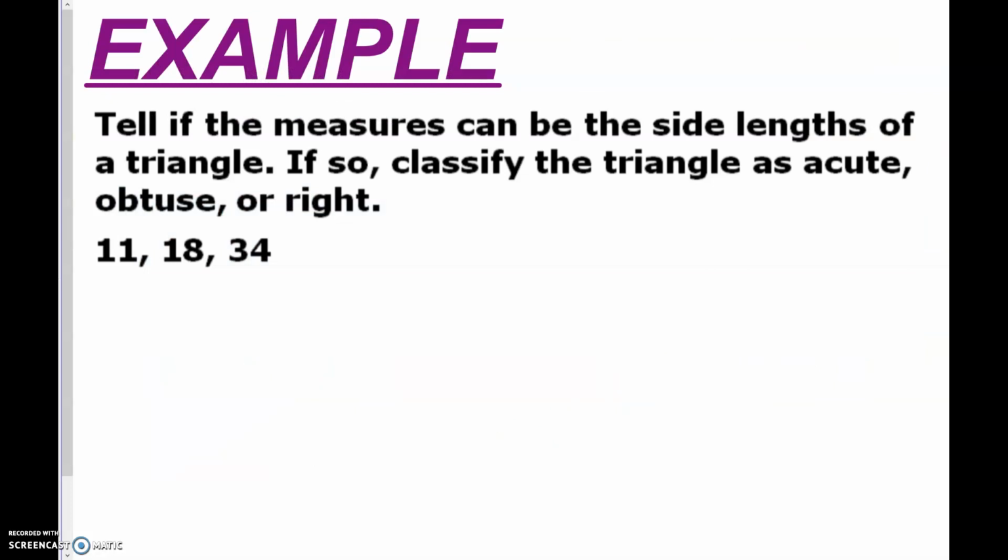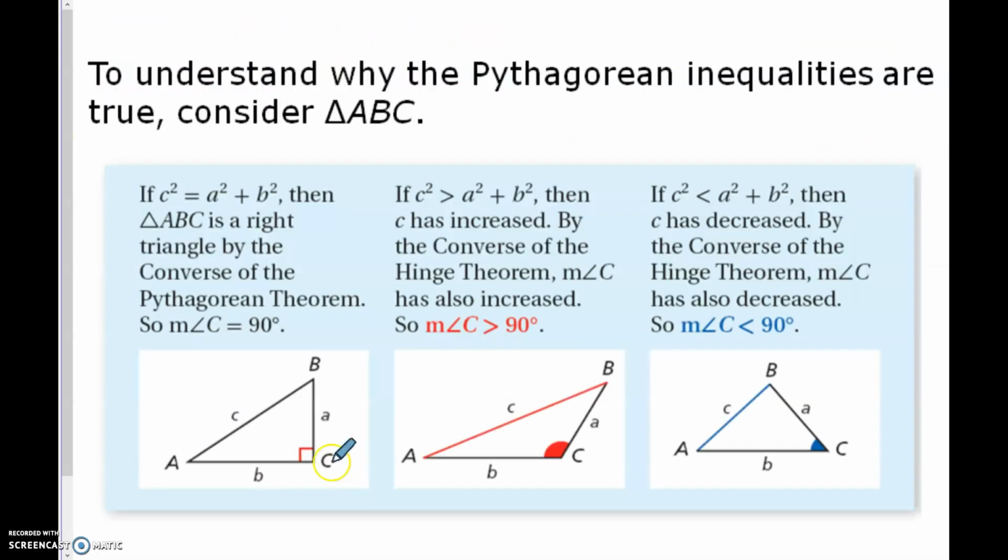And then here, whoops, skipped a screen. Here is the c squared. If it got bigger, c squared is bigger, it's greater than 90, it's obtuse. If c squared is less than 90, it is acute.